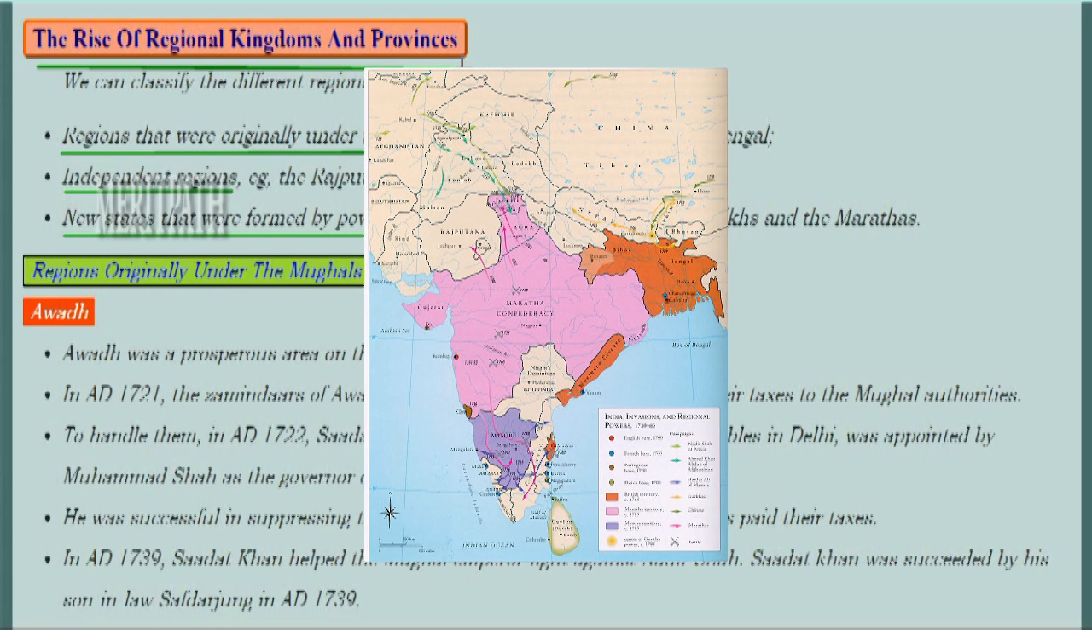Let's study the rise of regional kingdoms and provinces. These can be classified into three groups. First, regions that were originally under the Mughals, for example Awadh, Hyderabad and Bengal. Second, independent regions, for example the Rajputs of Amber, Mewar and Marwar. Third, the new states formed by powerful regional groups such as the Jats, Sikhs and Marathas. Now let's study these three regions in detail.